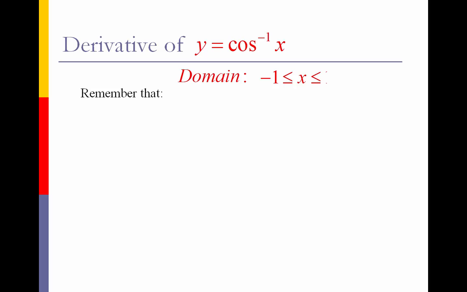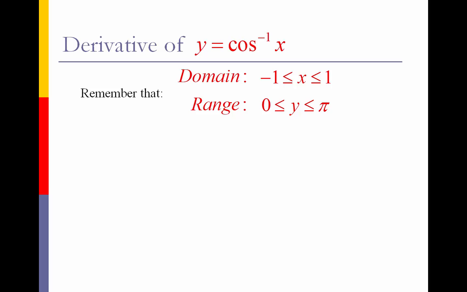That means that our x has to be between -1 and 1. And what is the range? Well, the range is going to be the restricted domain of the original cosine, which, if you remember, was between 0 and pi. And you might say, what do domain and range have to do with derivatives? Let's just compute it. Well, there's one step where we're going to need this formula.